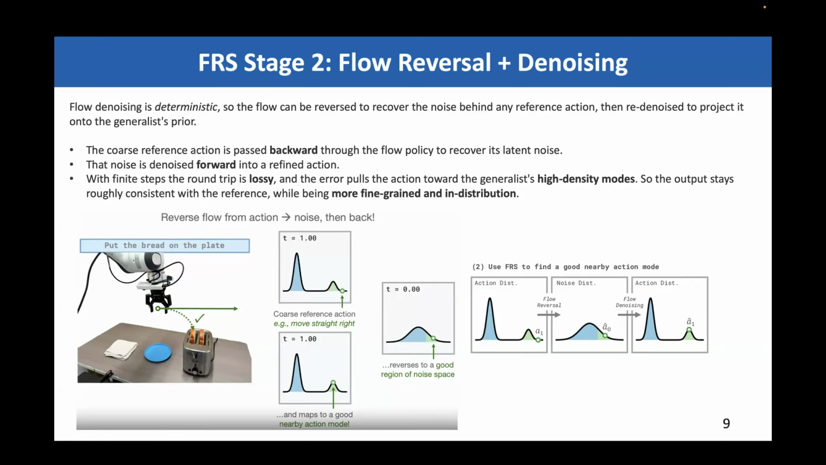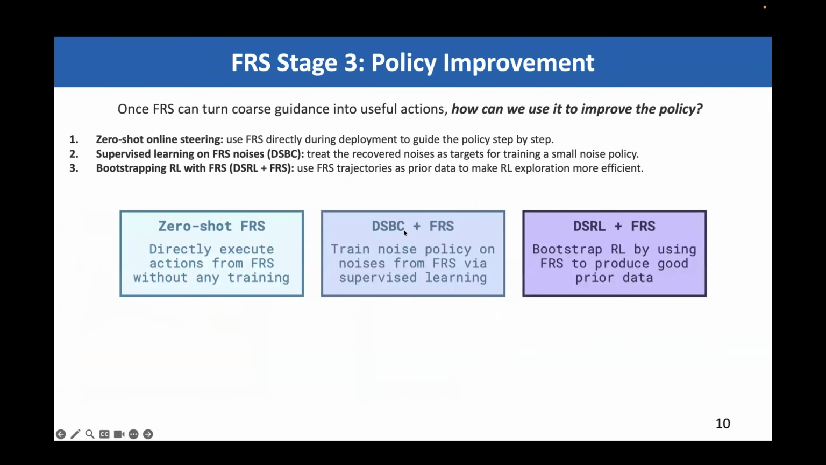So this is the key idea behind flow reversal, where you have an action and then you find the noise behind it, you denoise it to get a better action. So that's essentially what the method is. So finally, the most important part is once we have this method that can turn a coarse action into a useful action, how can we actually improve policies using it?